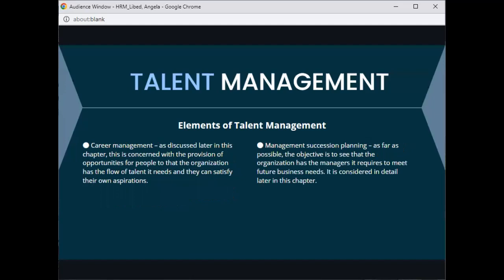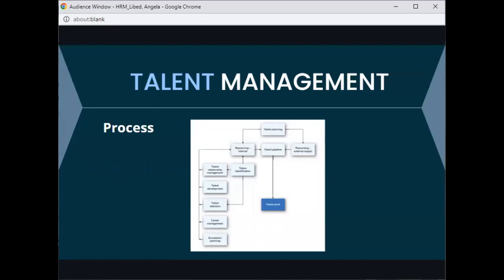Then there is career management. As discussed later in this chapter, this is concerned with the provision of opportunities for the people to give the organization the flow of talent it needs and so they can satisfy their own aspirations. So management succession planning, as far as possible, the objective is to see that the organization has the managers it requires to meet future business needs. It is considered in detail later in this chapter. So this is the appreciation of the table of talent management.